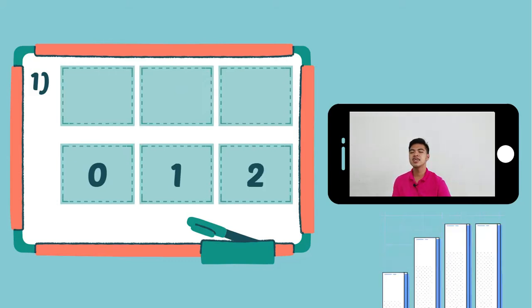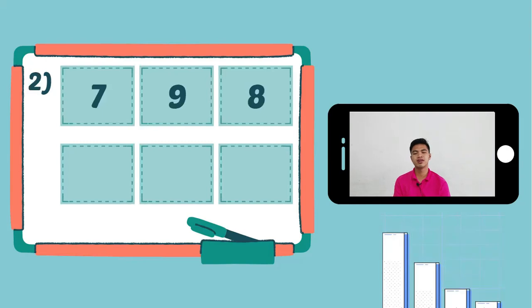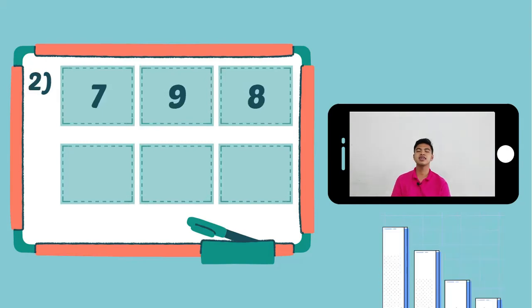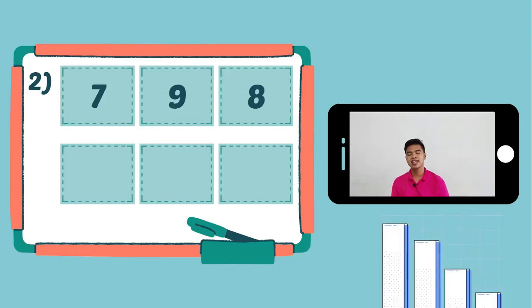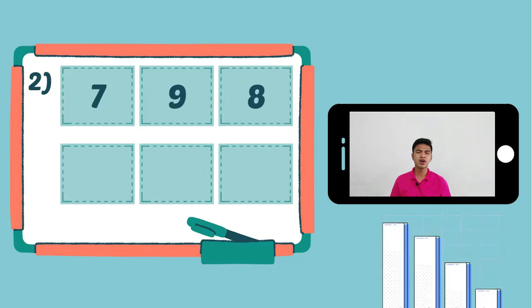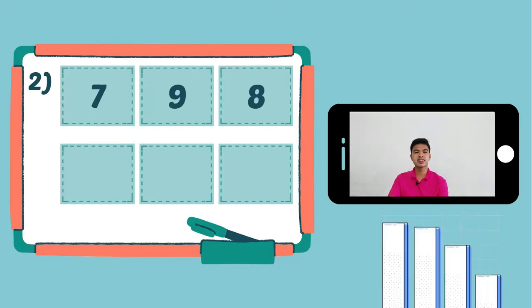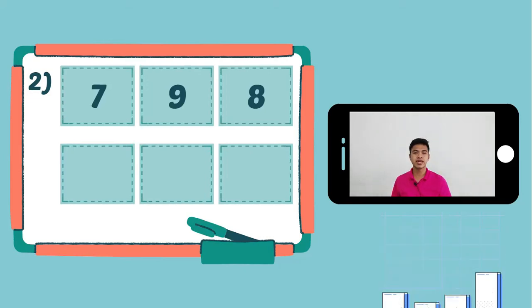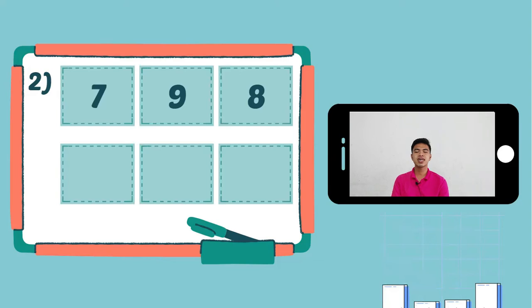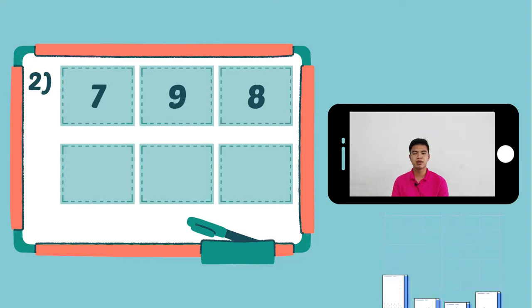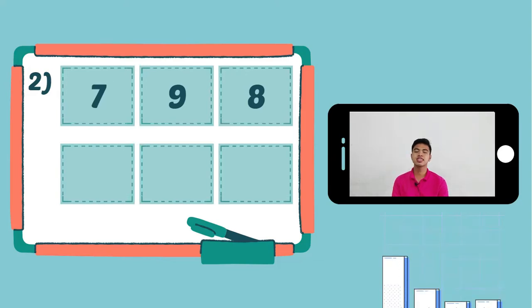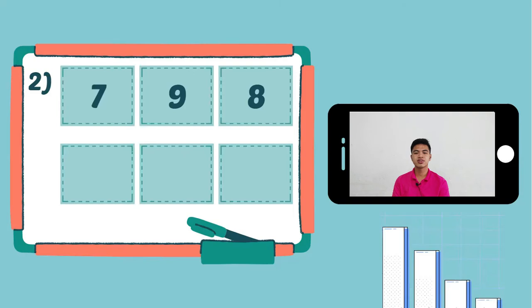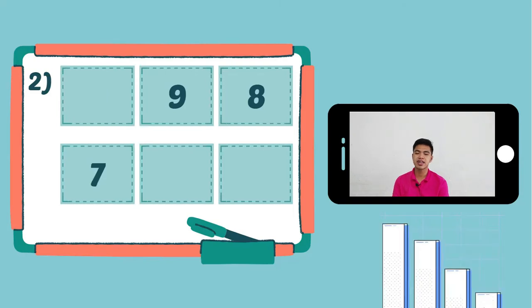Okay, very good, kids. So now we can go to our number 2, which in this case is 7, 9, and then 8. Okay, so how are we going to know which is the first number that we should write? So of course, we will begin with the smallest number. So kids, what do you think is the smallest number between the three of them? Good job. The correct answer is number 7. So we're going to write down 7, okay?